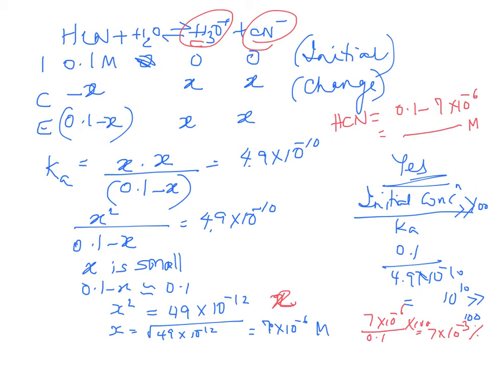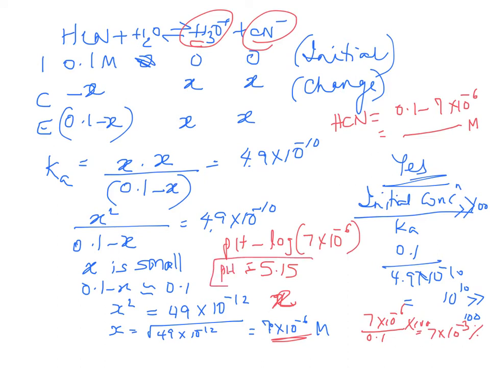In order to determine the pH, what would you do? Since you already have the hydronium ion, you will just take the negative log of 7 times 10 to the negative 6, and that will give you the pH. On my calculator, the pH is coming out to be 5.15, and the subtraction is going to be 0.099993 molar solution.